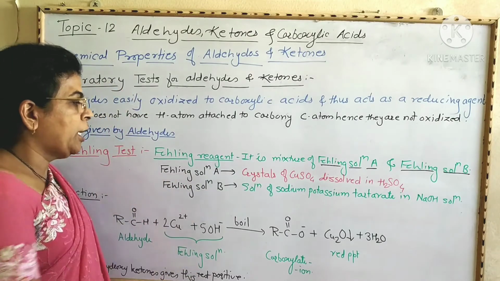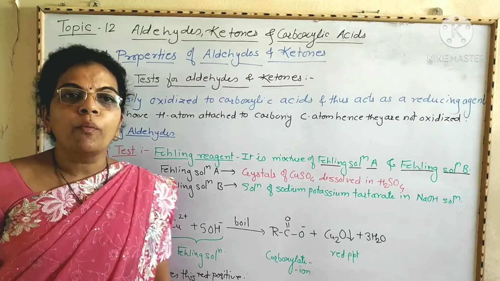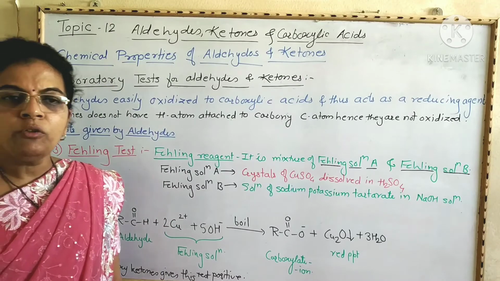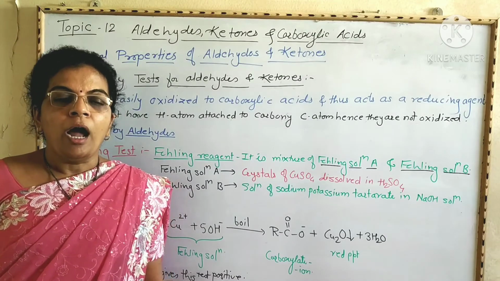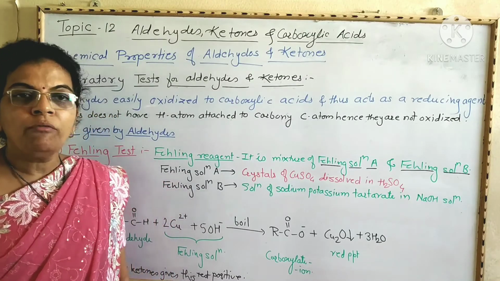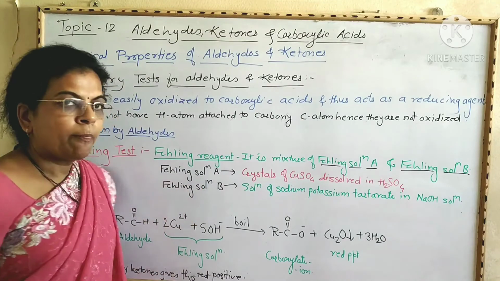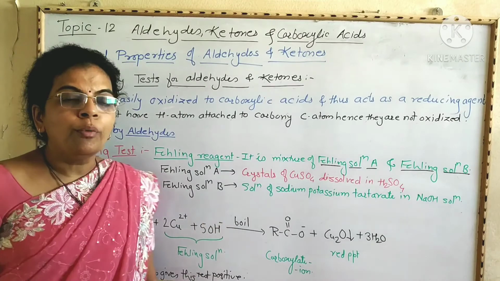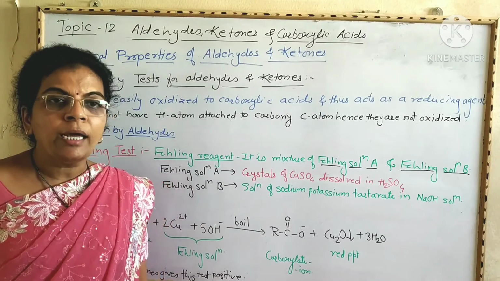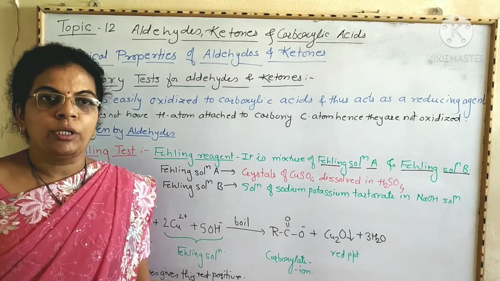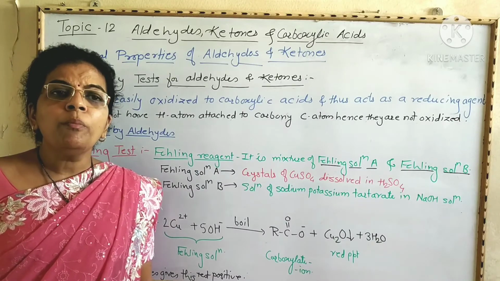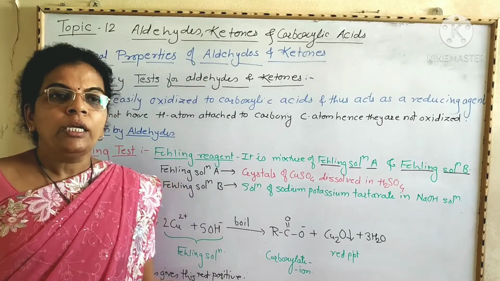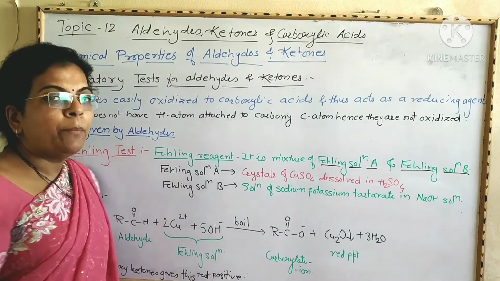Fehling solution A is crystals of copper sulfate dissolved in H2SO4. That is, when crystals of copper sulfate are dissolved in H2SO4, then we will get Fehling solution A. And Fehling solution B is the solution of sodium potassium tartarate in NaOH solution. That is, when sodium potassium tartarate is dissolved in NaOH solution, it is called Fehling solution B.